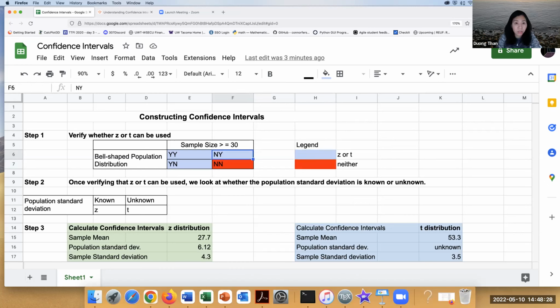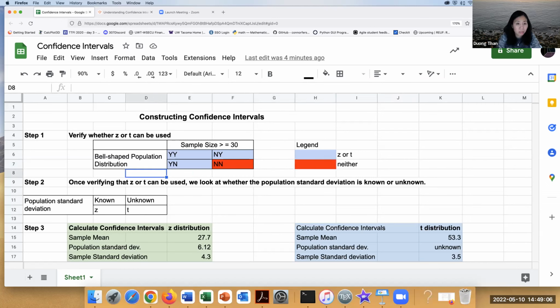So if you run into one of the 3 blue cases, that means you can use either the Z distribution or the T distribution, and we will discuss which one to use a little later. But if you run into the case where the population is not normally distributed and the sample size is not at least 30, then you cannot use the normal distribution, the Z table, or the T table to construct a confidence interval for a sample mean.